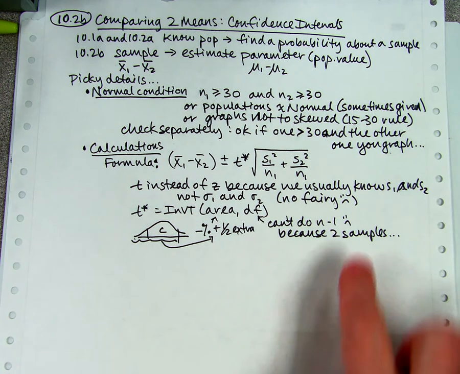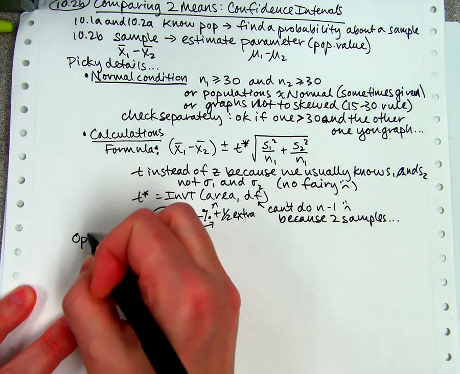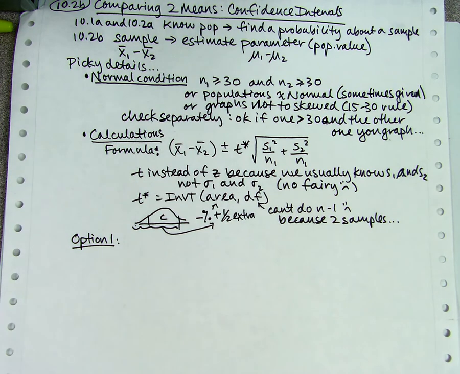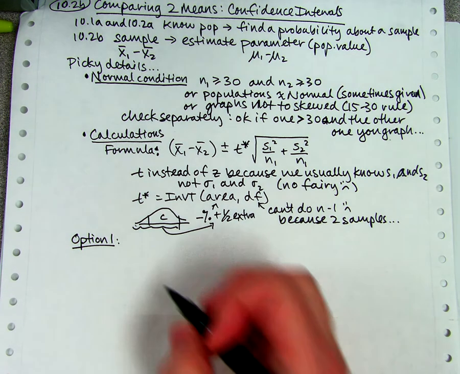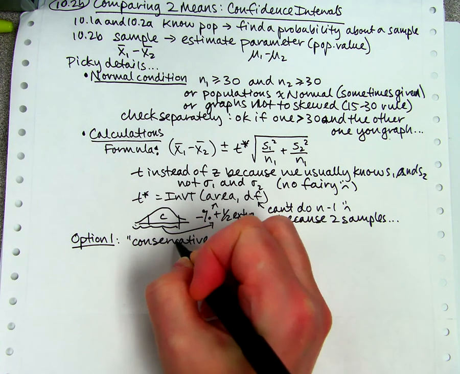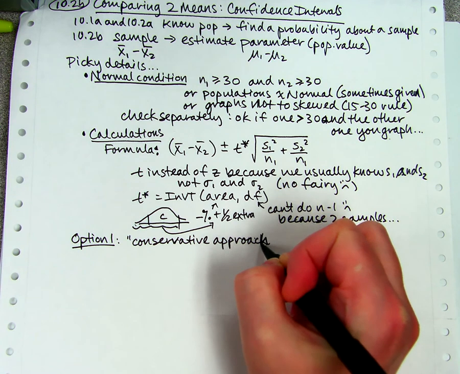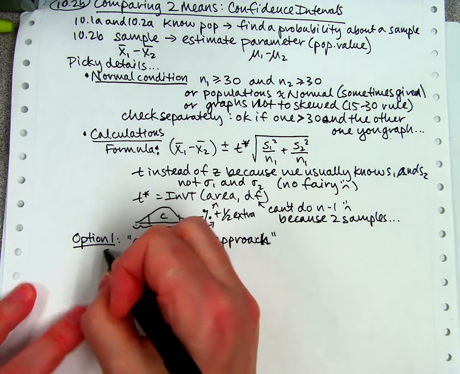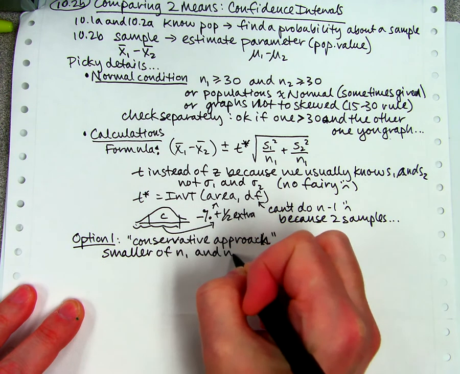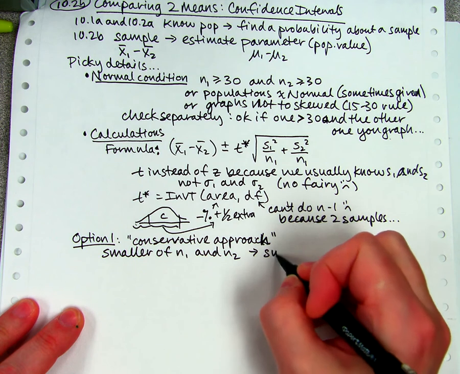Okay, so things we can do about this DF thing. There are two options. If you have a graphing calculator, I'm going to recommend you do option 2, but I'm going to tell you about option 1 first, because option 1 is what people did before graphing calculators existed. It's called the conservative approach. It's called that because if in doubt, you go with the smaller sample and you use that. So what you do is you take the smaller one of N1 and N2, whichever one is smaller, and then you subtract 1 to get the DF. That'd be kind of like what we've done before.